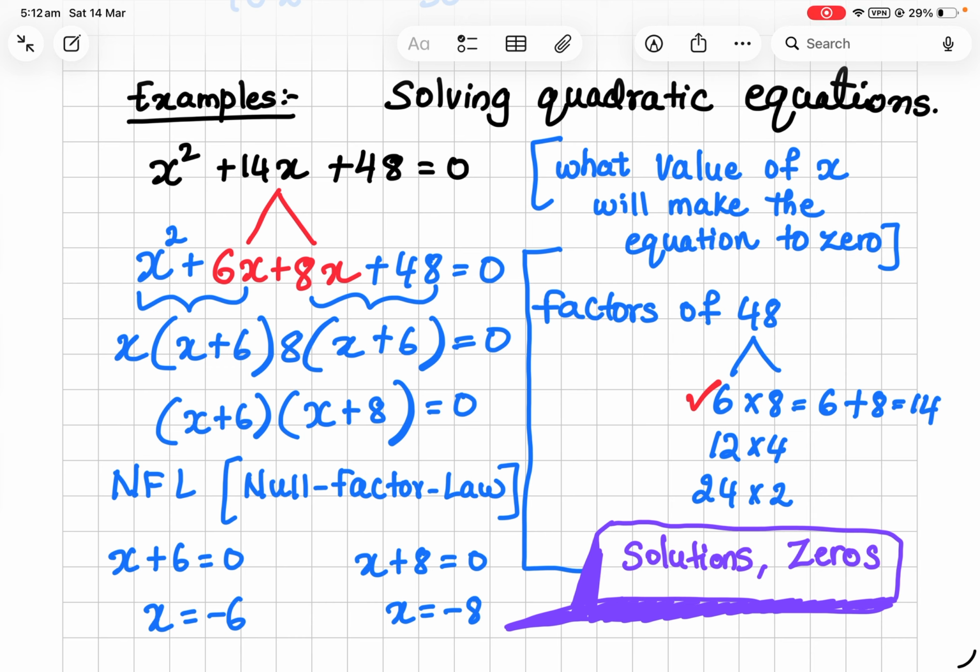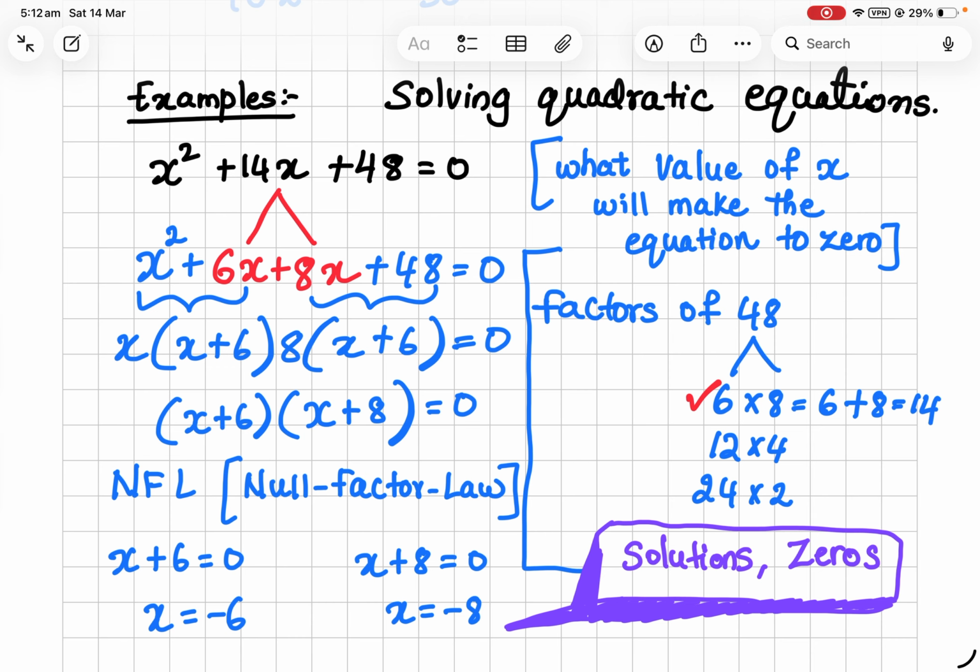So let's say you have x squared plus 14x plus 48 equals 0. Because it has an equal sign, now this is an equation. Now this is a monic quadratic equation, right? So we will do a times c.